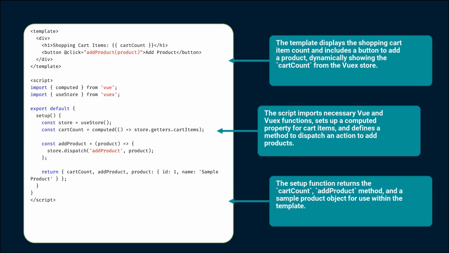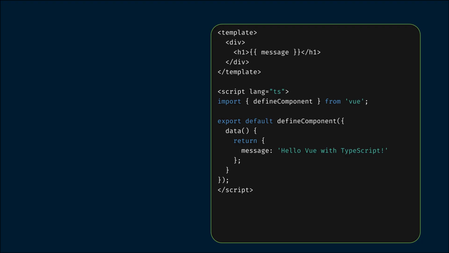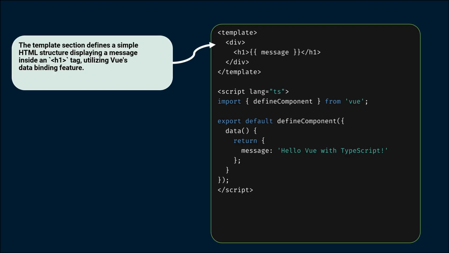The addProduct function is responsible for dispatching the action to add a product to that cart. And finally, we return cartCount, addProduct, and a sample product object, making these properties seamlessly available for our template to use. Now, let's implement a simple TypeScript-based Vue component to understand how we can leverage TypeScript's features.